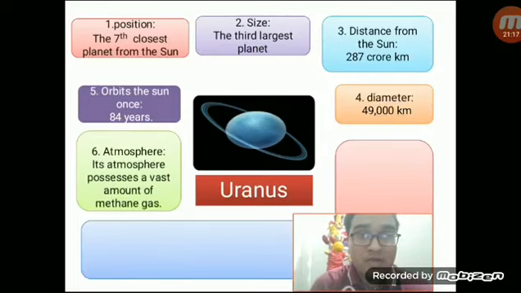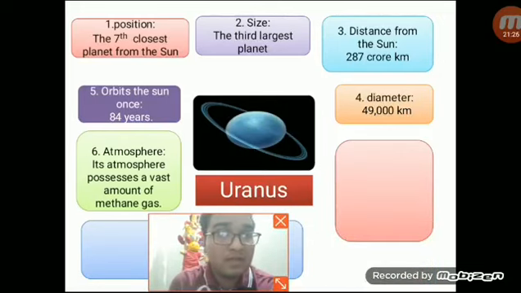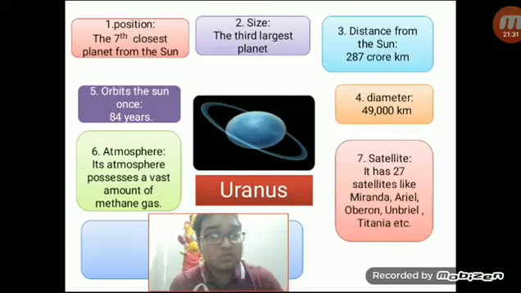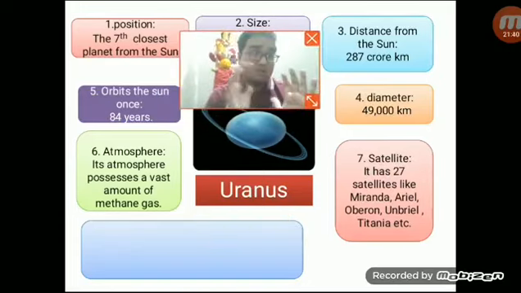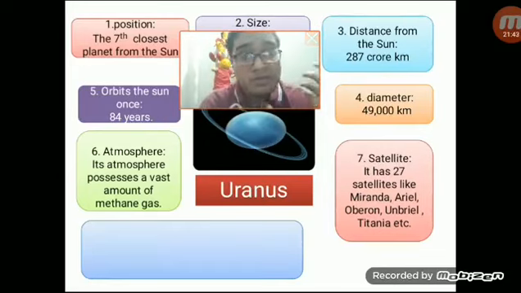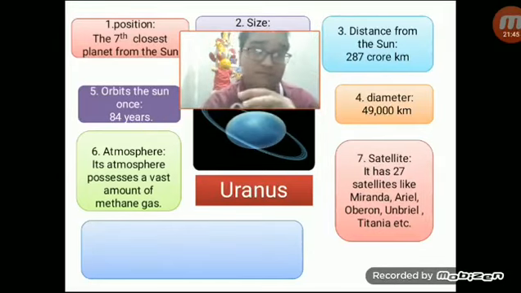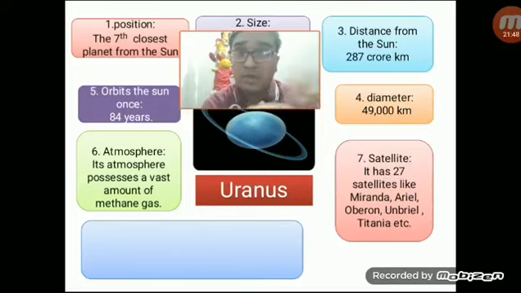Then atmosphere. Okay, so its atmosphere possesses a vast amount of methane gases. So this is very important information regarding the planet Uranus. Okay, then satellite. Okay, it has 27 satellites like the Miranda, Ariel, Oberon, Umbriel, Titania, etc. So you must memorize the names of the satellites of the planet Uranus, and these are important for MCQ questions also.